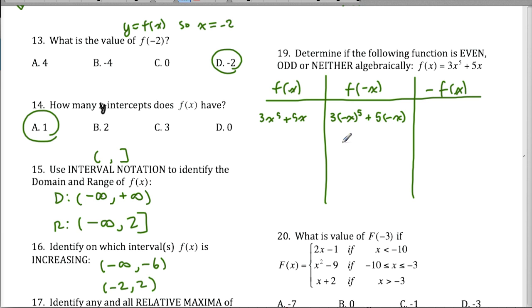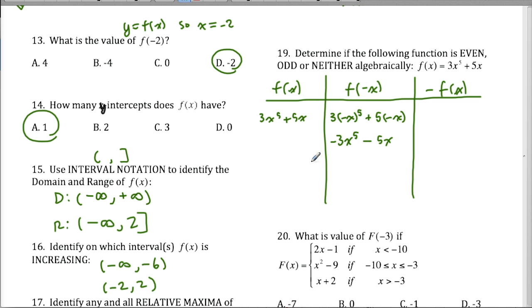A negative times itself 5 times, or any odd number of times, will end up being negative. So this is going to be negative 3x to the fifth, because it'll still be a negative x, and the negative times a 3 becomes negative 3. Over here I have 5 times negative x. That's really negative 5x, right? So that's f of negative x.